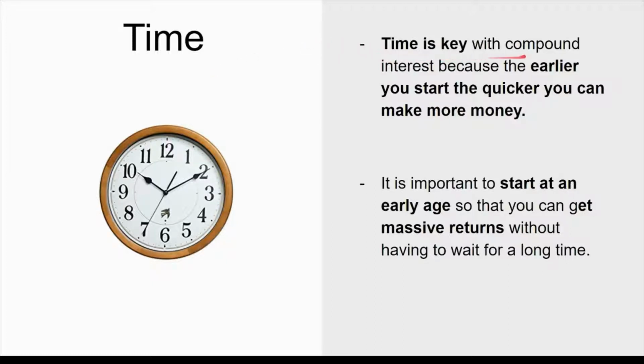So time is key with compound interest because the earlier you start, the quicker you can make more money. Think about it. If you start early with compound interest, you'll have more time to see your money compounding and gain more returns, rather than if you're an older person, for example, you wouldn't really be able to enjoy the money that you would make. So it's very important to start at an early age so that you can get massive returns without having to wait for a long time.